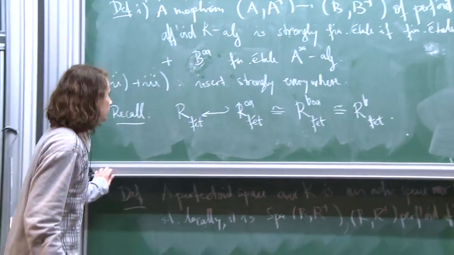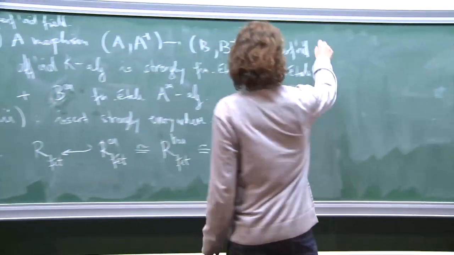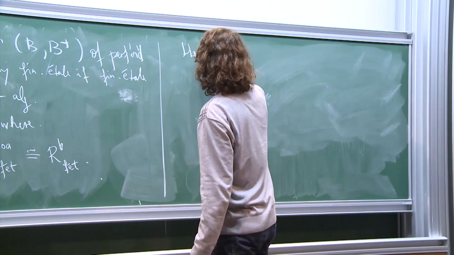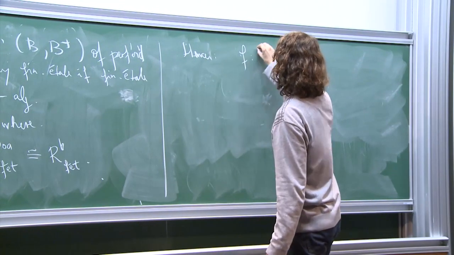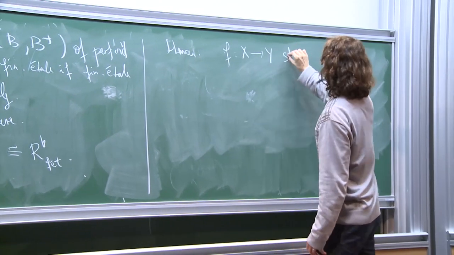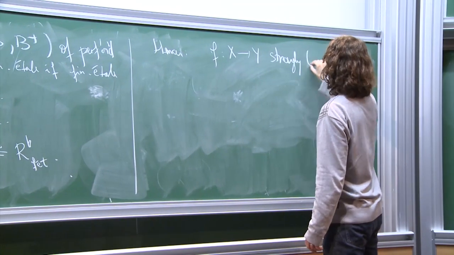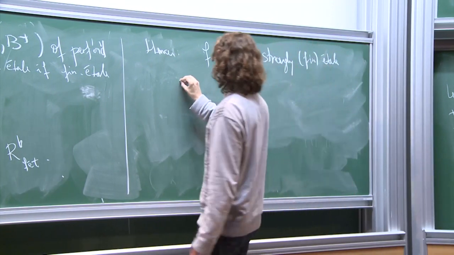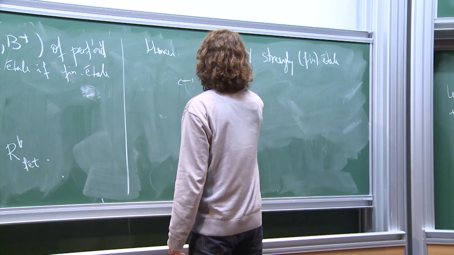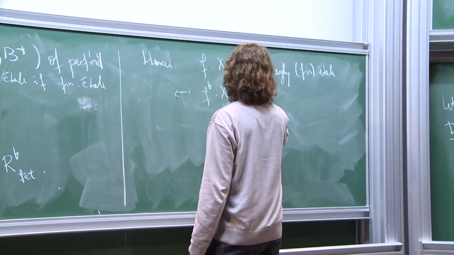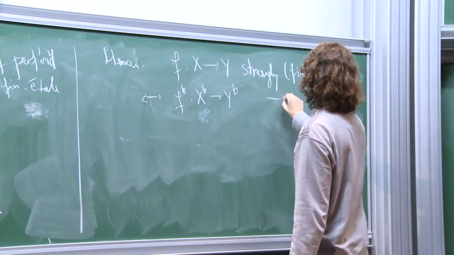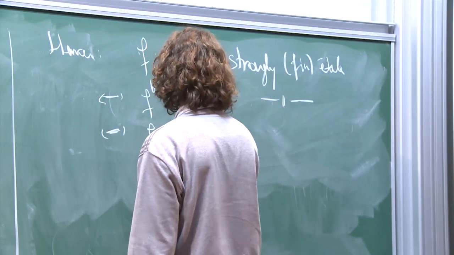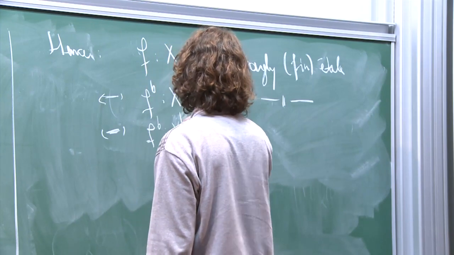So hence, we see that f from X to Y is strongly finite étale if and only if f flat from X flat to Y flat is strongly finite étale. And it's also equivalent to the same map being just finite étale, without the strongly.